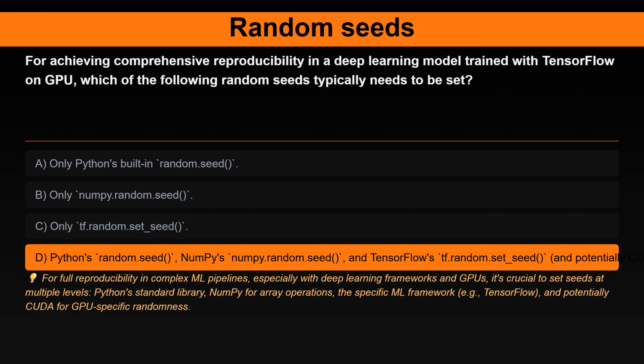The correct answer is Python's random.seed, NumPy's numpy.random.seed, and TensorFlow's tf.random.set_seed, and potentially CUDA seeds for GPU operations. Here's the explanation. For full reproducibility in complex ML pipelines, especially with deep learning frameworks and GPUs, it's crucial to set seeds at multiple levels: Python's standard library, NumPy for array operations, the specific ML framework, e.g. TensorFlow, and potentially CUDA for GPU-specific randomness.